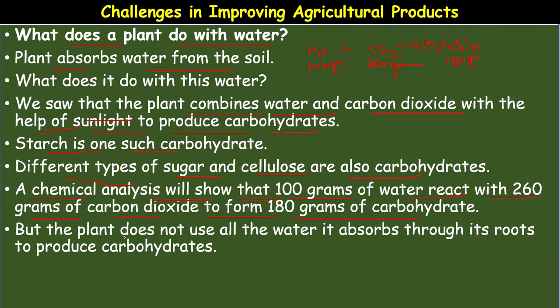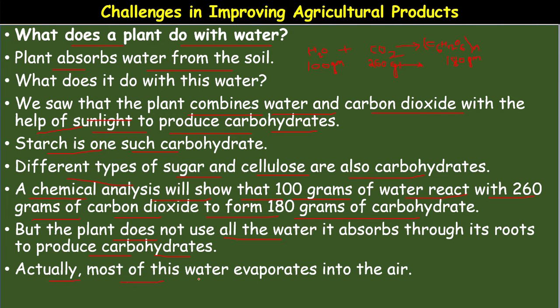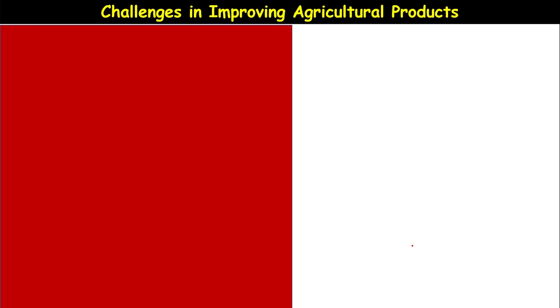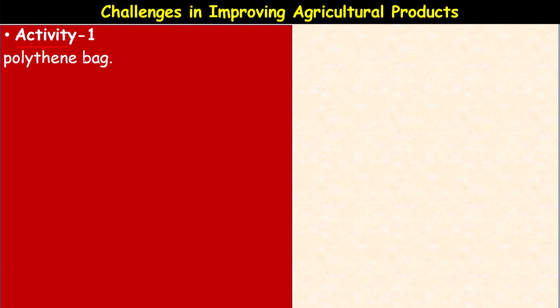But the plant does not use all the water. Here water 100 plus 260, total 360 grams it must be, but only 180 grams is produced. So, what is the reason behind it? It means the plant is not utilizing the total water absorbed through its roots for the production of carbohydrates. Actually, most of its water evaporates in the form of water vapor through the leaves, and that is called transpiration. To know that, one simple activity is given.